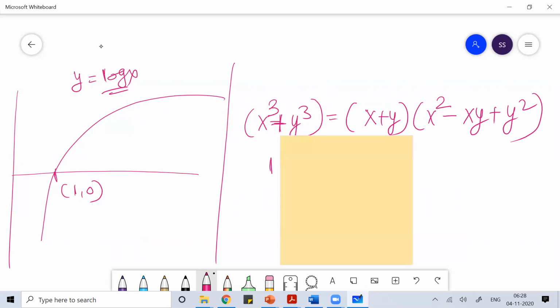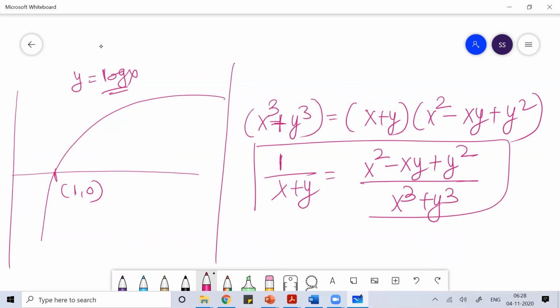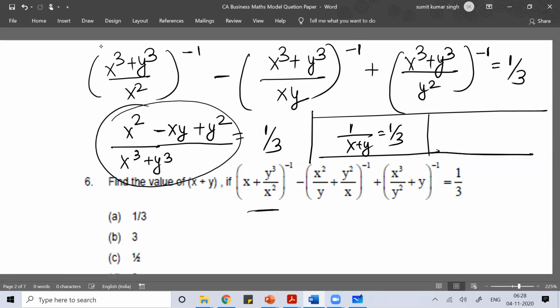So I can write 1 by x plus y is equal to x square minus xy plus y square divided by x cube plus y cube. So you'll get 1 by x plus y is equal to 1 by 3. So what is x plus y? That is equal to 3.